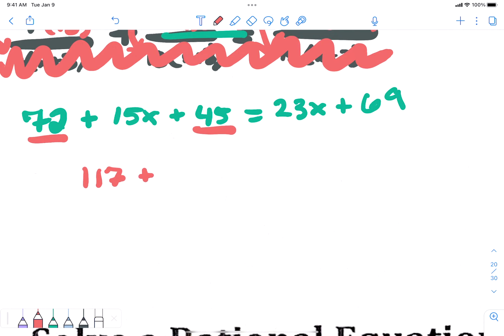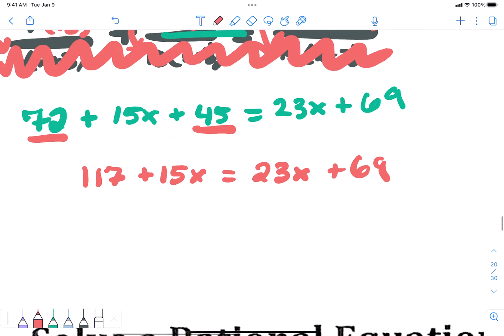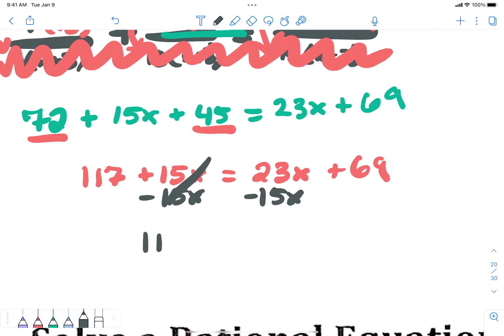Check that. That's good. Okay, 117 plus 15x. We're just combining stuff. Okay, now I have 4 pieces now. No, I get the x's together first. Minus the 15x. Let me figure out what 23 minus 15. 117 equals, that is 8x plus 69.